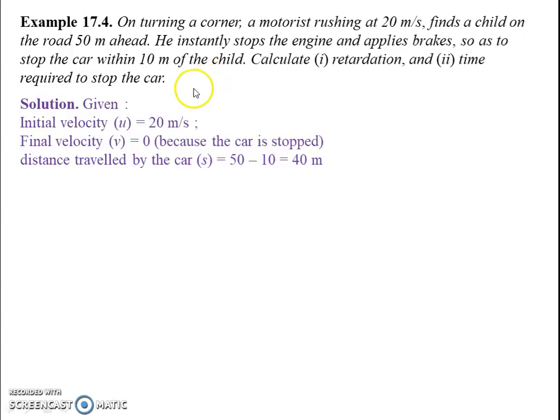What is given? We will see first. Initial velocity u is given here, 20 meter per second. Next, final velocity is 0 because he stops at 10 meter from the child. That's why v is 0, because the car is stopped. Then distance traveled by car, s, is the total distance between car and child, 50 meters, and he stops the car at 10 meter from the child. So it works out to be 50 minus 10, that is equal to 40 meters.